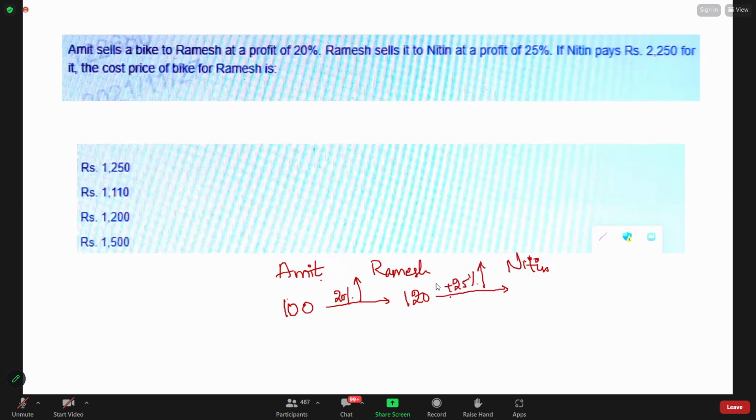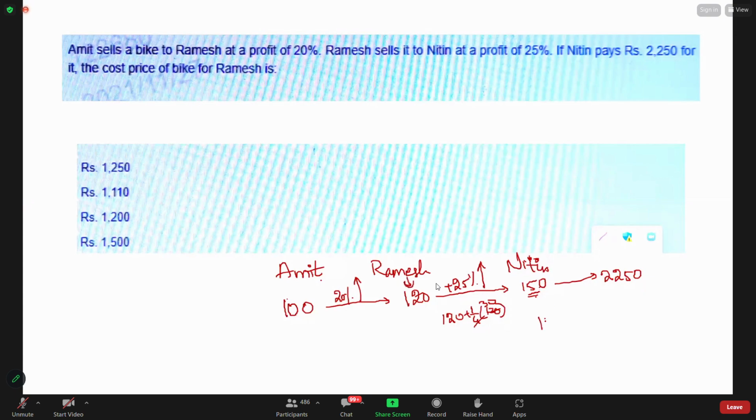So 25% of 120 means 120 plus 25%, which is 1 by 4 of 120. So it is 30. 120 plus 30, 150. So Nitin bought it for 150. But according to the question, Nitin bought it for 2,250, not 150. And what do you have to find out? You have to find out the cost price of the bike for Ramesh. What is Ramesh's cost price? 120.